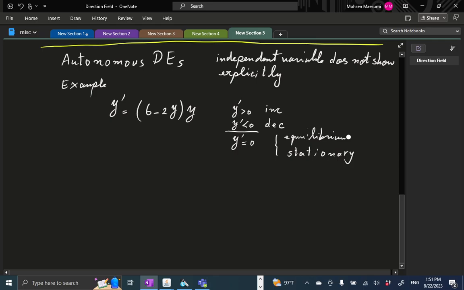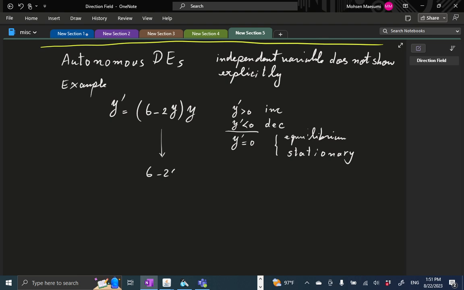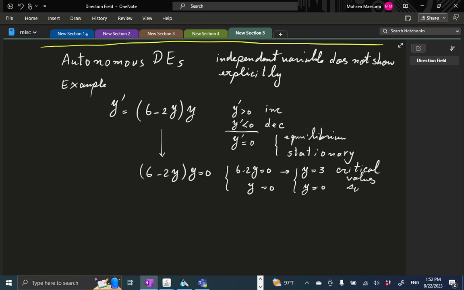Well, let's take this thing. Easiest thing is to actually set it equal to 0. There's a simple equation. Either the first factor is 0 or the second factor is 0. This one just tells us y is equal to 3. Well, this one there's nothing to do, so y equal to 0. And these two numbers are called critical values, or critical solutions.